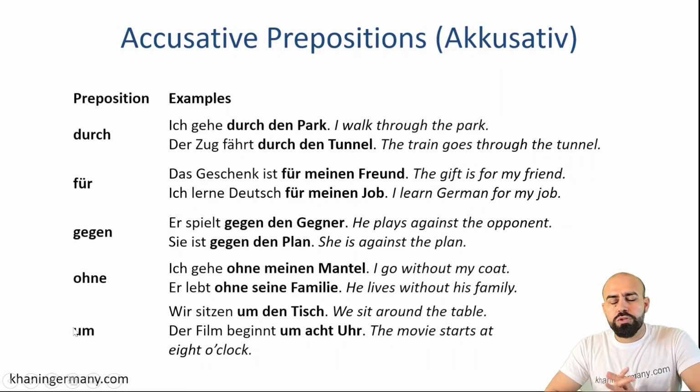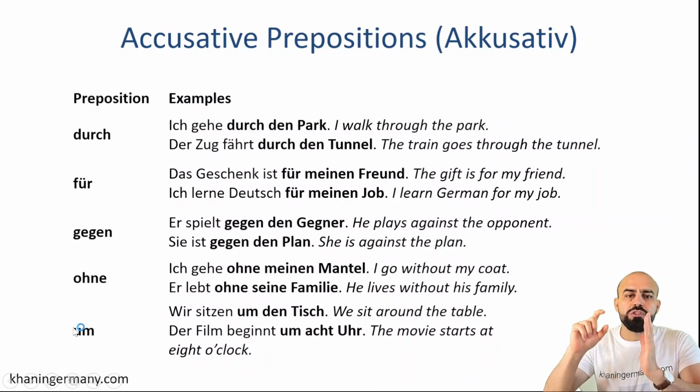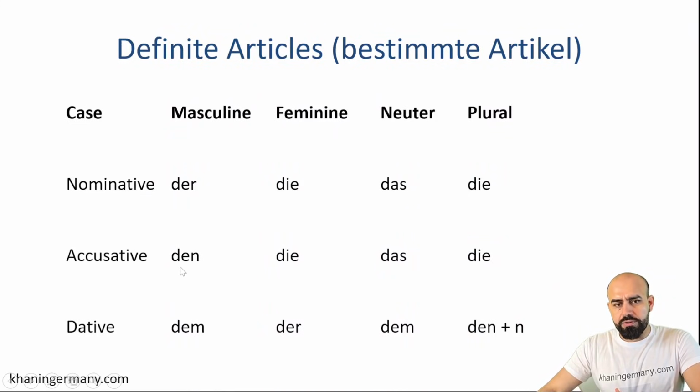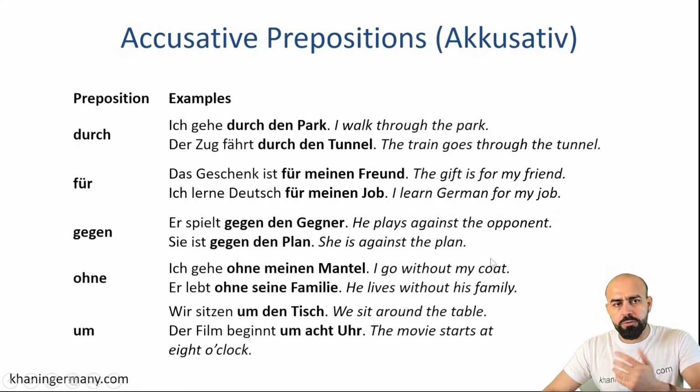So these accusative prepositions will always go with the accusative case. I mean always. Every time you have durch, für, gegen, ohne, they will always go with the accusative case. What do I mean by that? If you have a preposition from the accusative case in a sentence, the object that appears after the preposition will take the articles from the accusative case. These articles will be only these ones: den, die, das, die. The object after those prepositions will only take those articles. We will go through some examples and then you will know it.